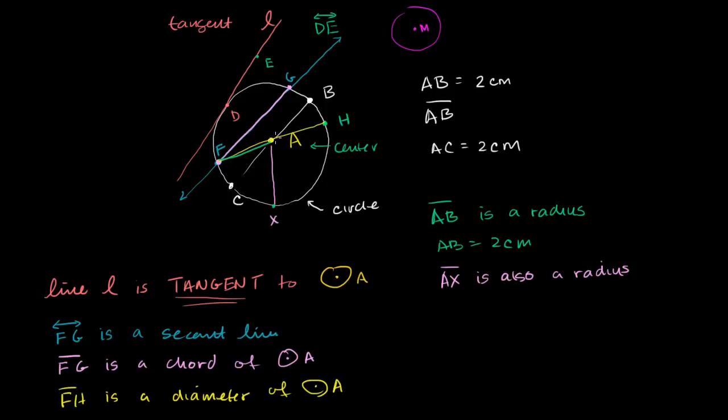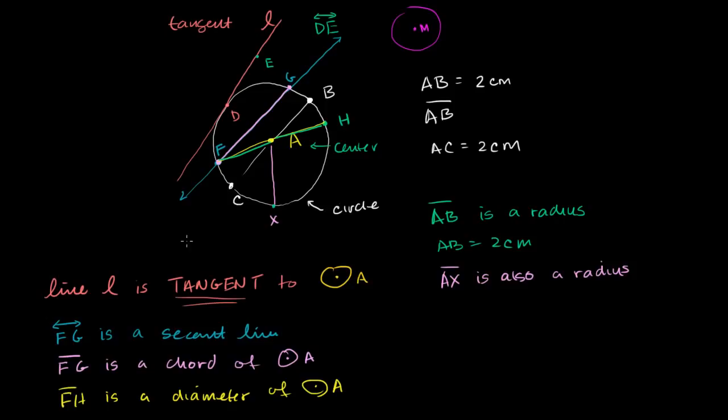That's one radius. And then you have another radius connecting A and H, the center to a point on the circle. So a diameter is made up of these 2 radiuses, or radii, I should call. I think that's the plural for radius. And so the length of a diameter is going to be twice the length of a radius.